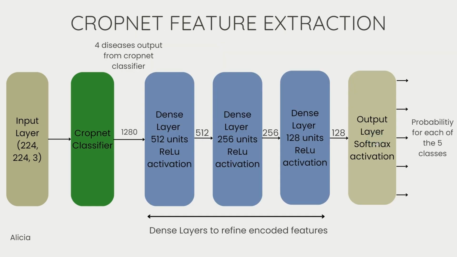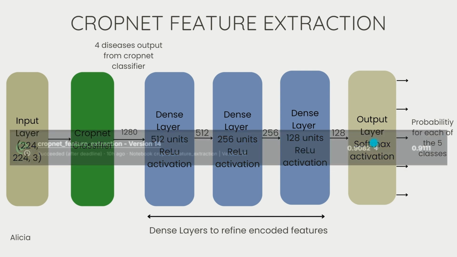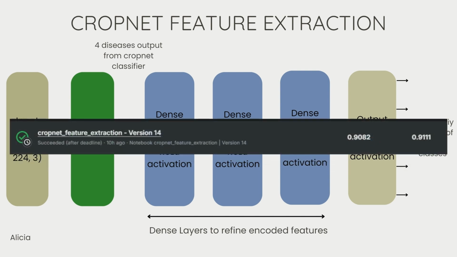To improve the CropNet model, we decided to pass the model through dense layers, essentially using the CropNet classifier as a feature extraction layer. Dense layers are deeply connected with preceding layers and are hence better able to capture complex patterns in the data and learn relationships between different parts of the input. As such, we used 3 dense layers to refine encoded features, before finally passing through an output layer to get the probability for the 5 classes. This helped us achieve a public score of 91%, placing us second.